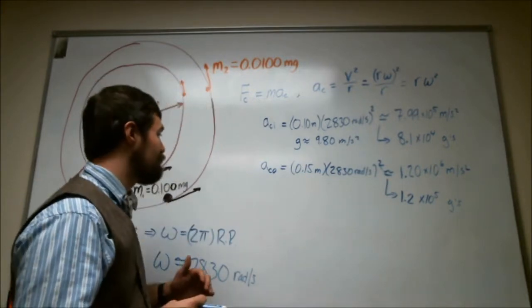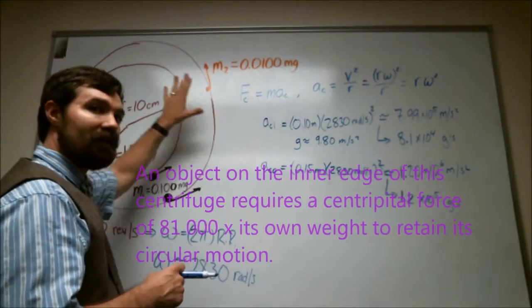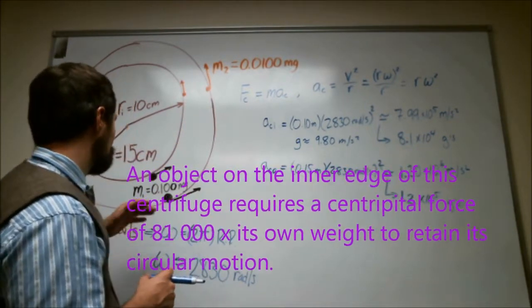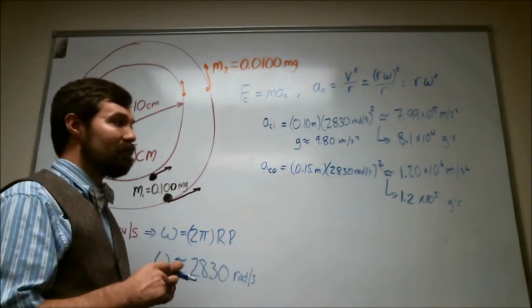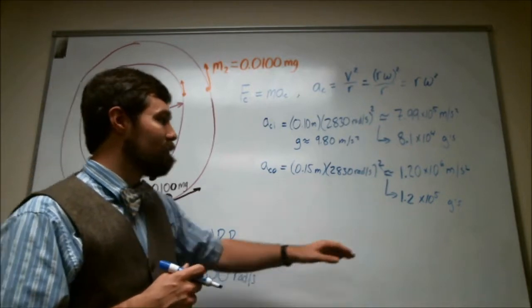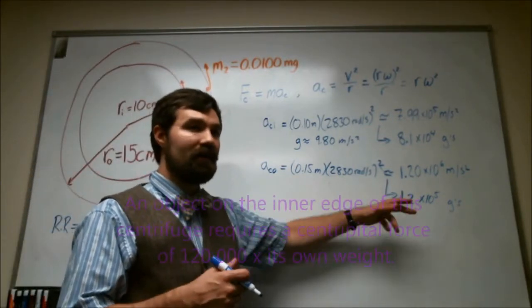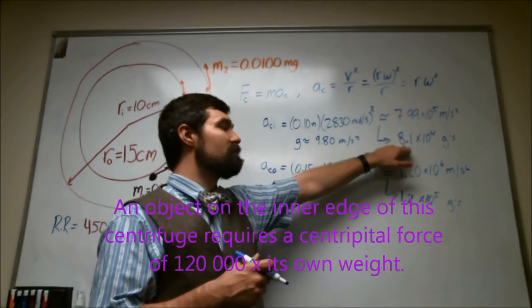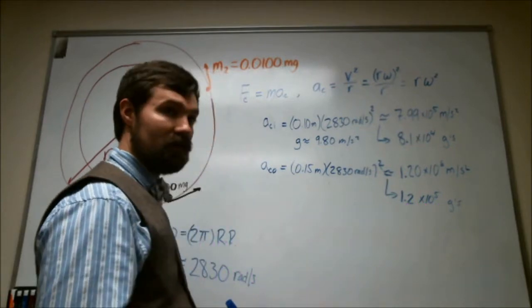Basically, it means that no matter what object you have, if it's on the outer edge of this thing that's spinning at 450 revolutions per second, the outer edge is 15 centimeters, then the centripetal force will be 120,000 times the weight of the object. And on the inner edge, it'll be 81,000 times the weight of the object. So that's a lot of force.